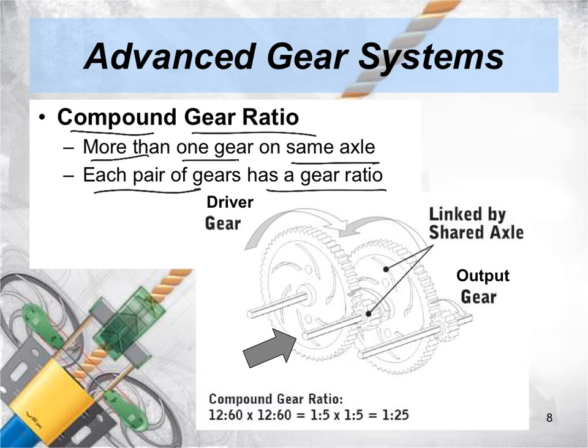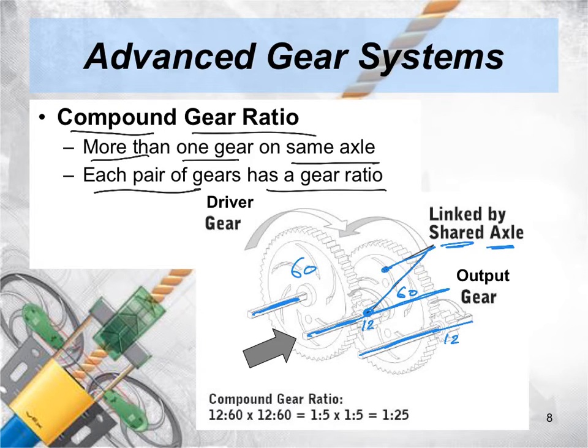So here we have this one axle, and on this axle we have this 60-tooth gear. And then on this axle here, if you notice, we have a 12-tooth gear, and on that same axle, we also have a 60-tooth gear. And then on this axle here, we have just a 12-tooth gear. So what are we looking at here? Well, we can see from this little diagram that these two gears share an axle.